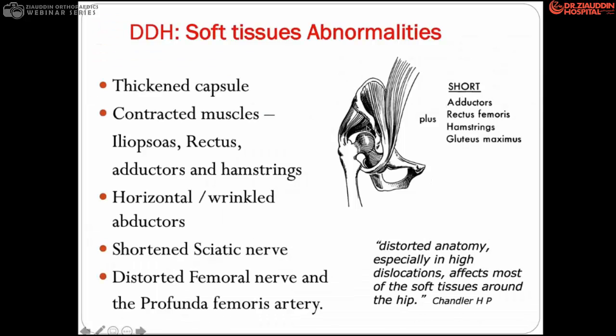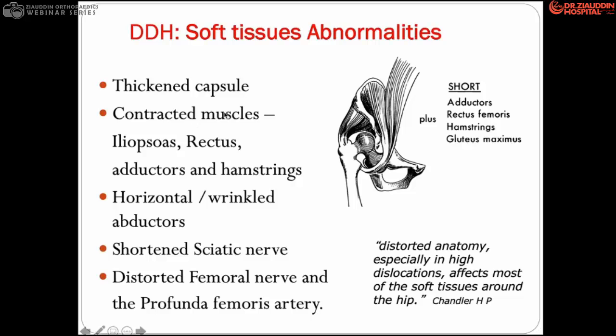Then, what are the tissues involved in the problem? There is a thickened capsule which you find on surgery. There is a capsule here, and then this inverted labrum, which is very thick. I will show you in the next presentation. It is up to 1 centimeter thick.